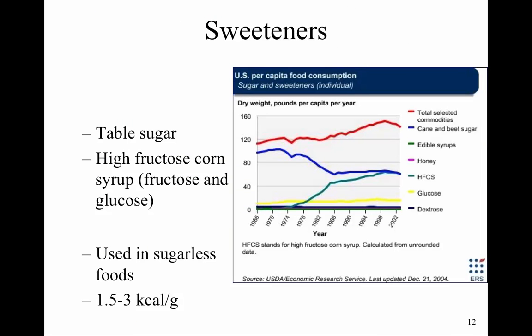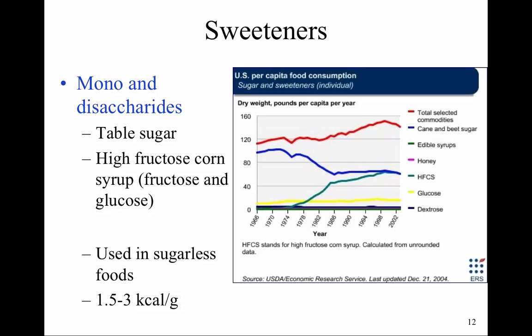Okay, now we're going to talk about sweeteners a little bit. Most of the sweeteners, we talked about monosaccharides, the very simplest sugars, and we talked about disaccharides. Well, most of the sweeteners are in one of these two forms, either the single or double. The most common one is table sugar, and one we've seen pop up in the last 50 years is high fructose corn syrup.